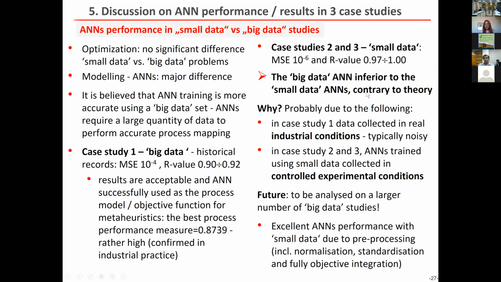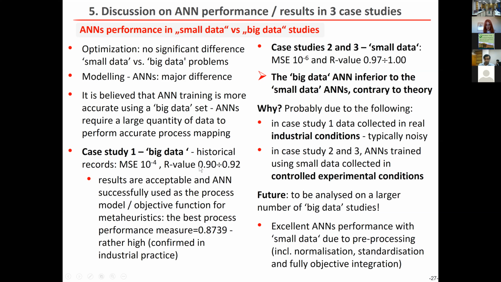But in case studies 2 and 3, the networks had an error in the order of 10 to the minus 6 and correlation was almost perfect. So in my case, it is really funny that the network trained with big data showed inferior results to the networks trained with small data, which is totally contradictory to theory. So why? What is the reason?